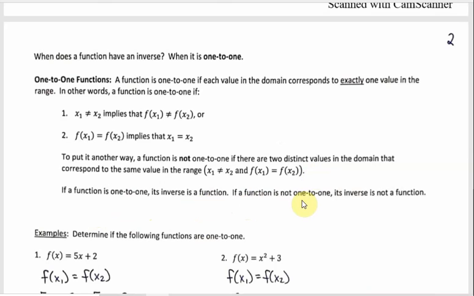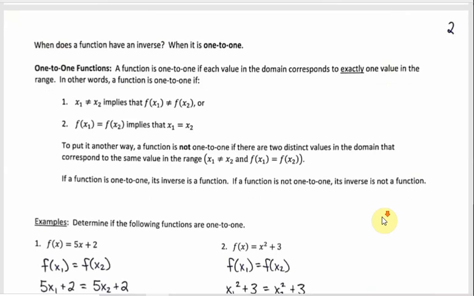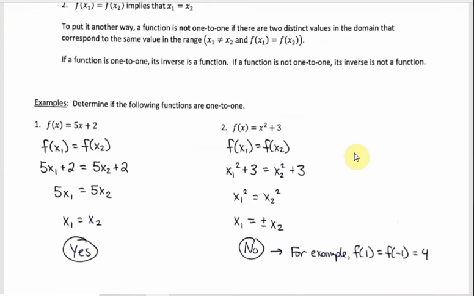And if a function is not one-to-one, you could still get an inverse, but it wouldn't be a function. So basically you get something that fails the vertical line test. All right, so we've got some examples here to figure out if they're one-to-one functions or not.